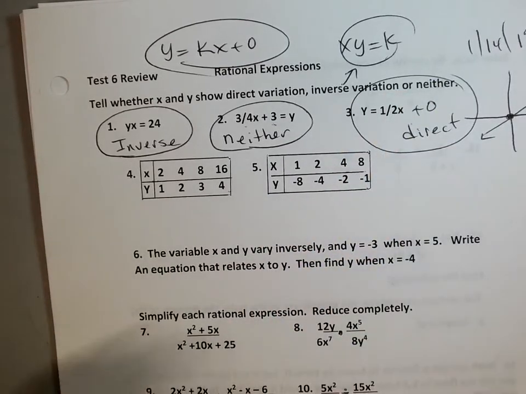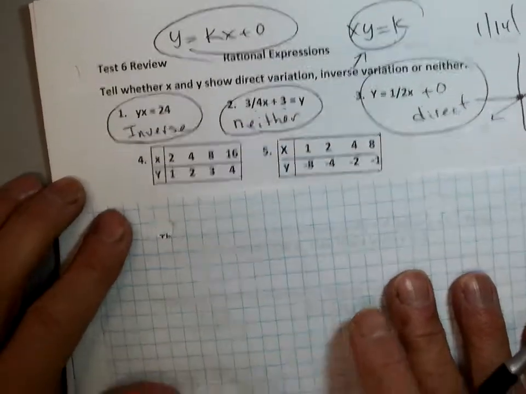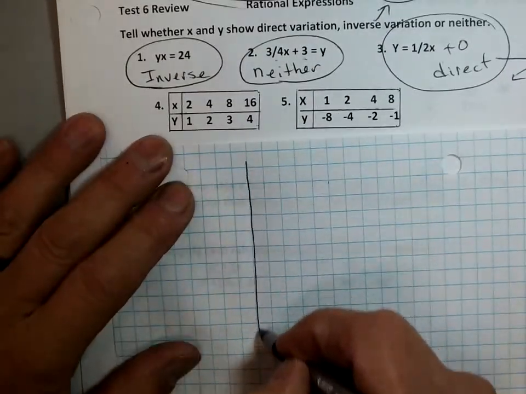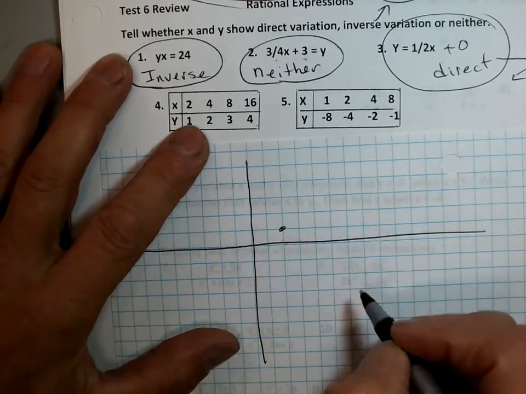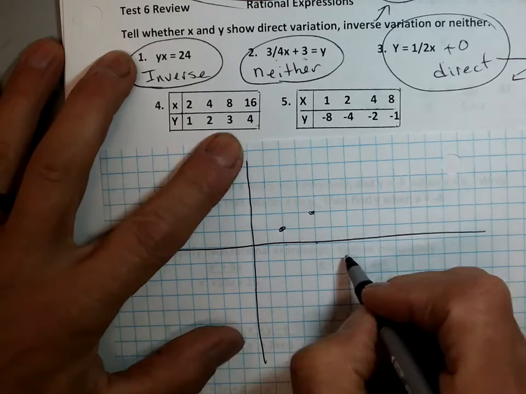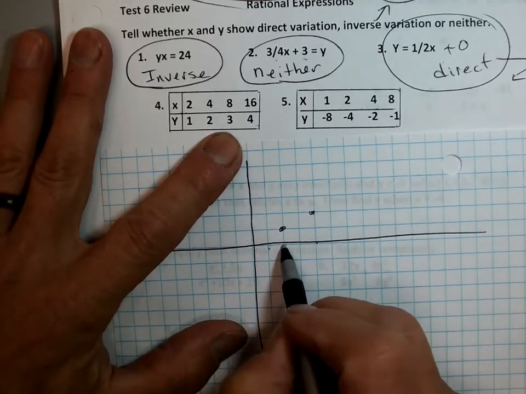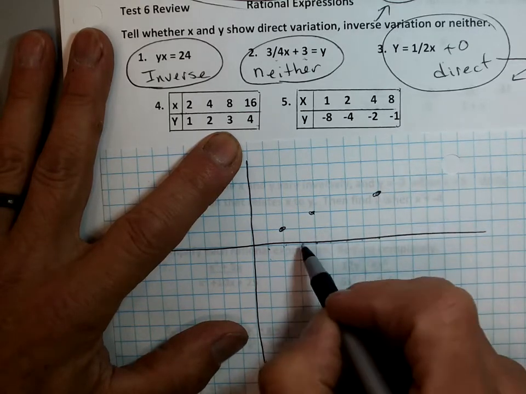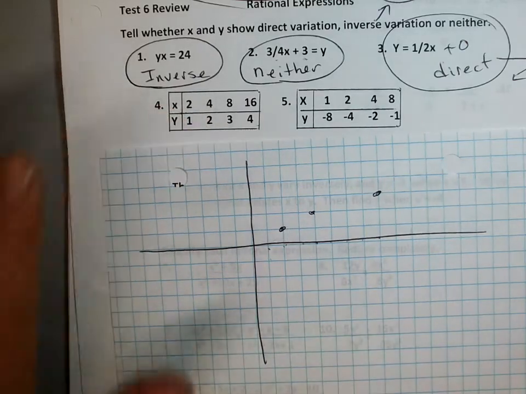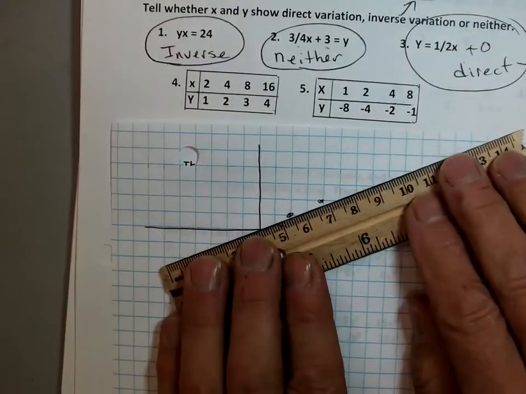Now number 4. If I'm not sure, one of the things I can do is actually graph it, so I can see what it is. If I graph it real quickly, I'm going to go 2, 1; 4, 2; 8, 3; 16. Oh, you know, it almost looked like it was going to be straight. I almost thought it was going to be direct.